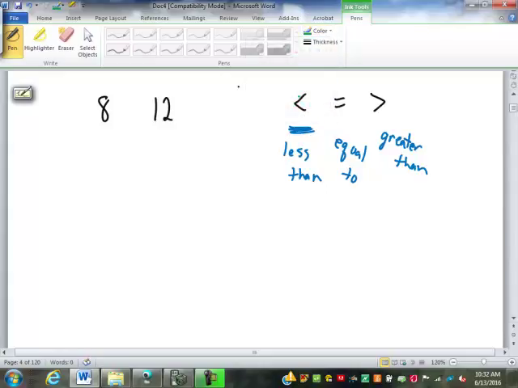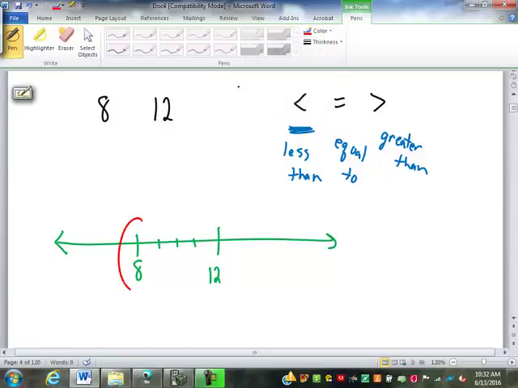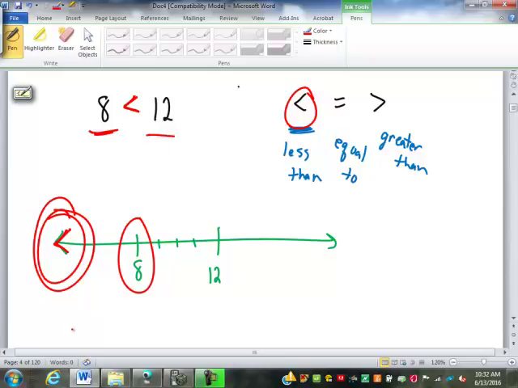Well, how do you remember where they are? Well, if I look at the 8 and the 12, it all comes to a number line again. If I look at 8 and 12 on the number line, what side is the 8 on? That side. What's that look like? That's where that less than symbol comes from. 8 is on this side of the 12. It's the arrow at the end of the number line.